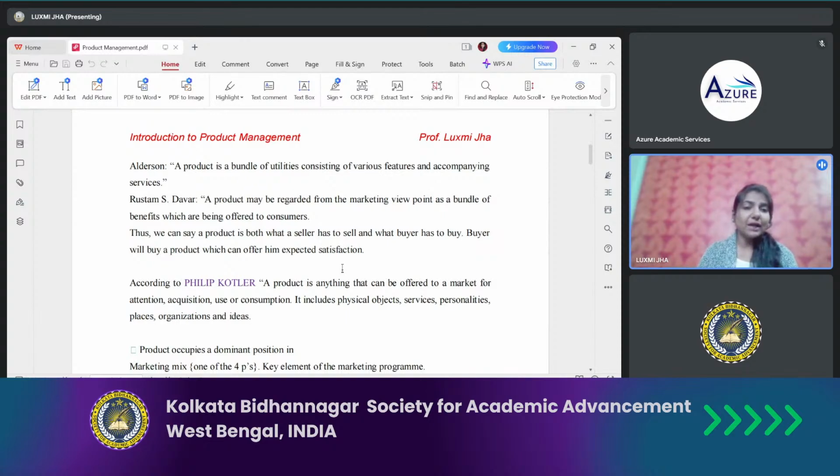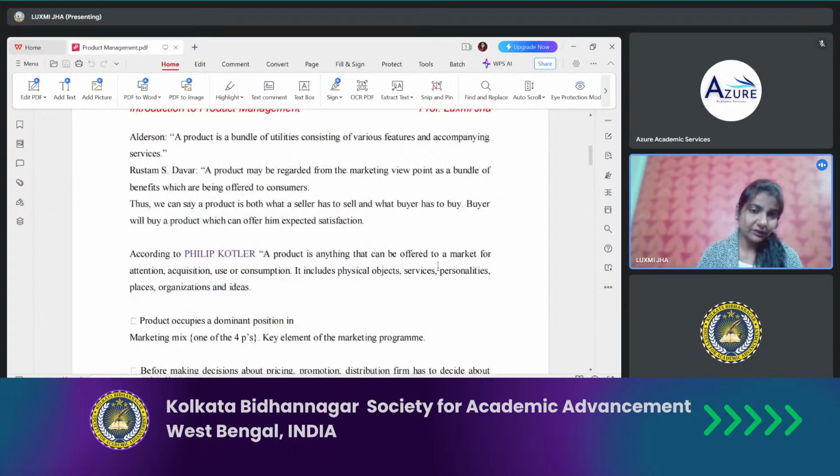Another definition has been given by David, that a product may be regarded from the marketing viewpoint as a bundle of benefits which are being offered to the consumers. So it's very obvious the product benefits the consumers in very different ways. Ample benefits have been offered. So whenever different benefits are being offered to the consumers, we also put it into the purview of product.